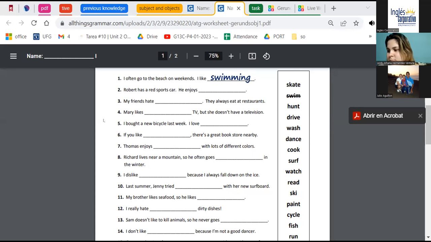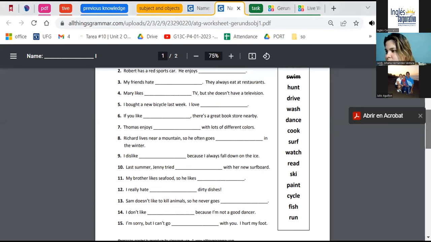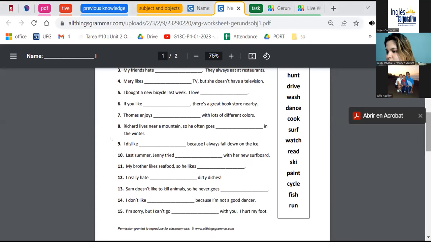Julio, continue with four and five. Mary likes watching TV, but she doesn't have a television. I bought a new bicycle last week. I love cycling. Cycling, okay. Number six and seven, Veronica Burgos. Number six. If you like reading, there's a great book to start reading. Okay. Seven. Continue, Veronica. Thomas enjoys painting with lots of different colors. Okay, very good.